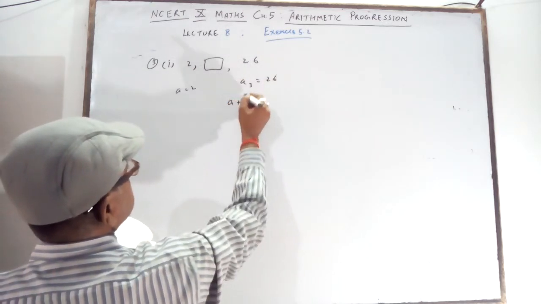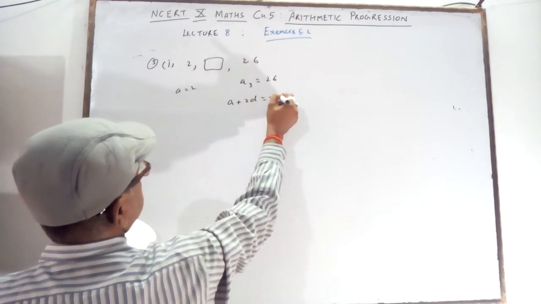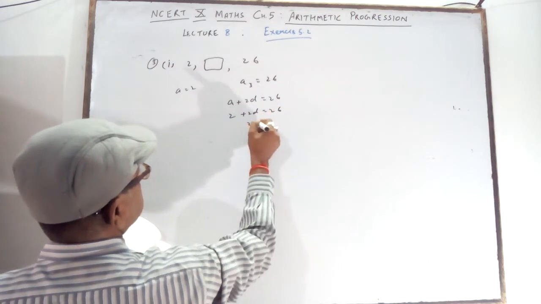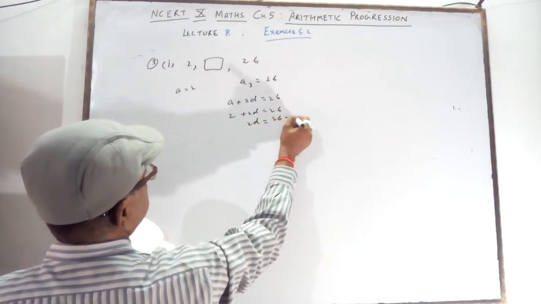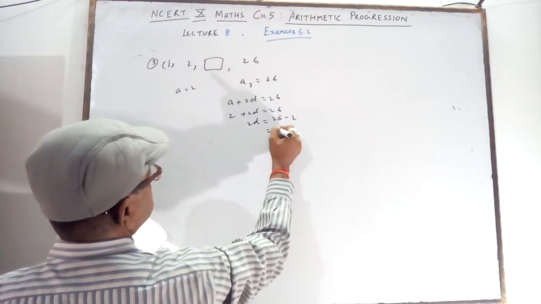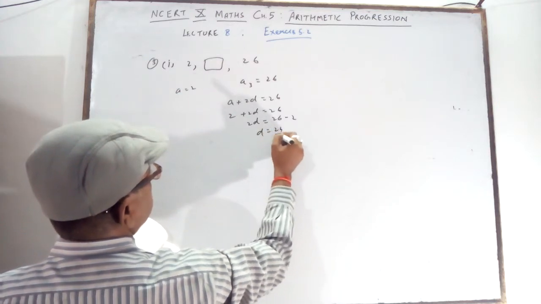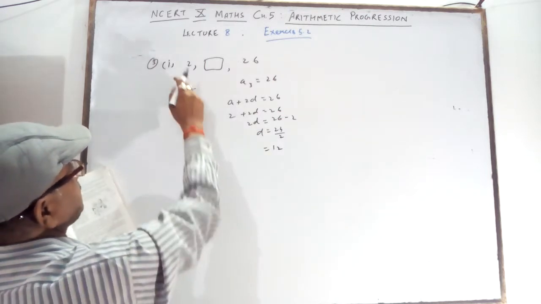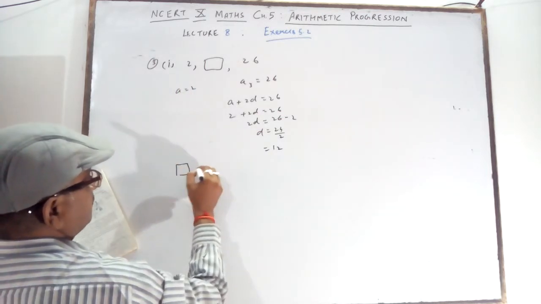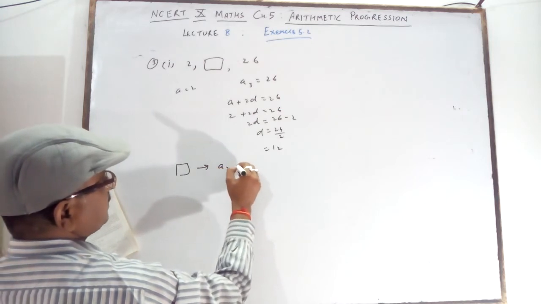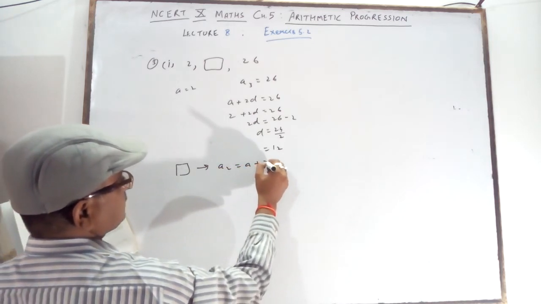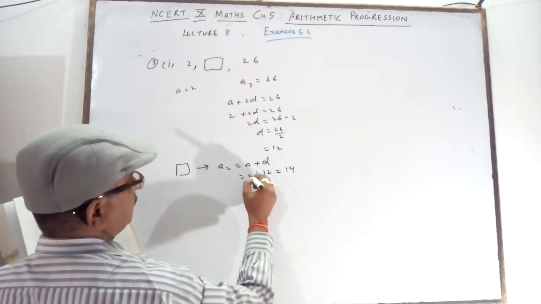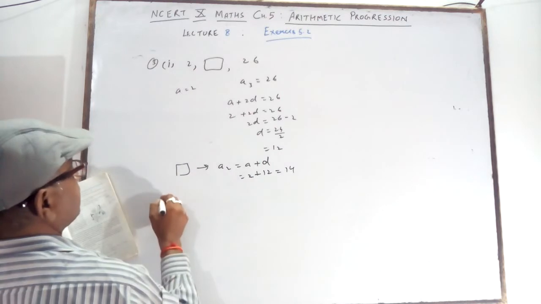a3. So a plus 2d is equal to 26. Put the value, 2 plus 2d is equal to 26. Then d is equal to 26 minus 2, that is 24. So d will be 12. Common difference is 12. What is the box? Box will be a2. a2 means a plus d. What is a? 2 plus 12, 14. 14 will be here.